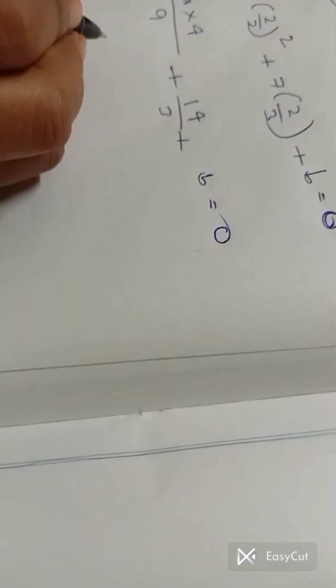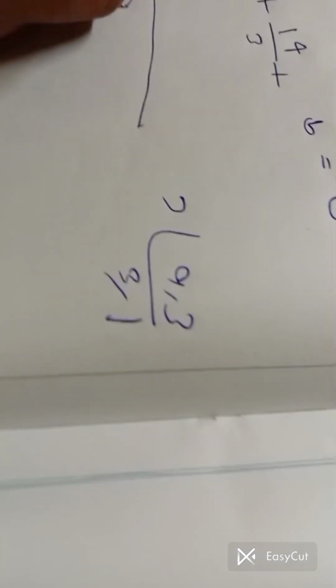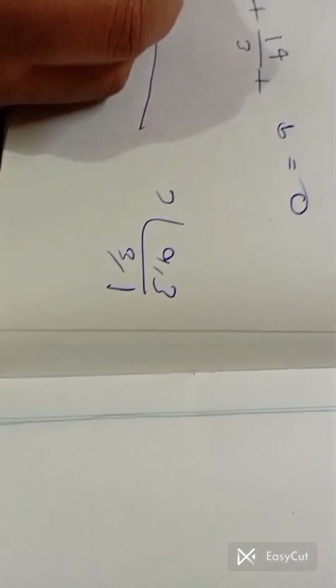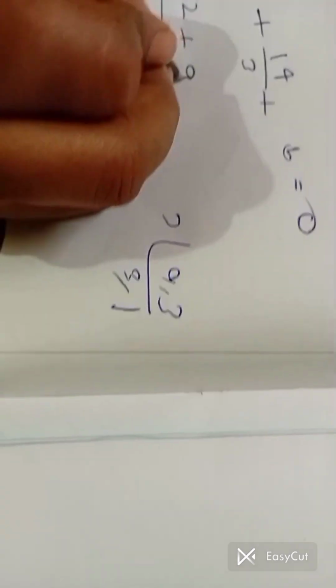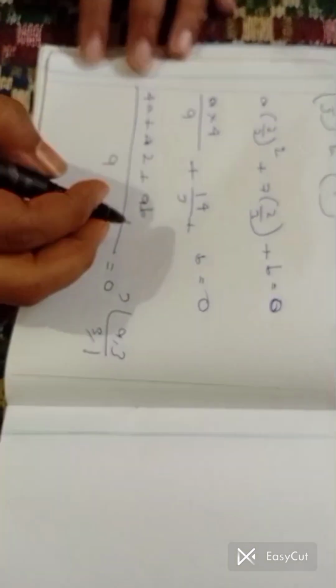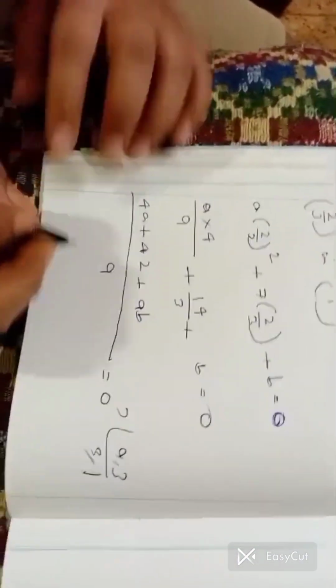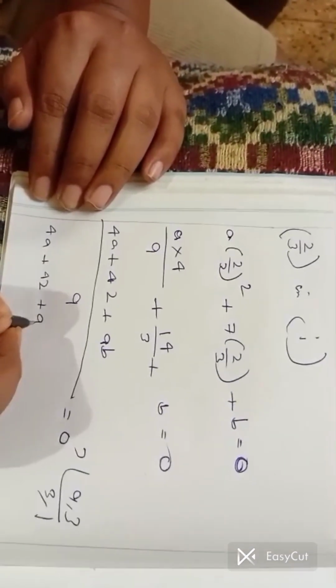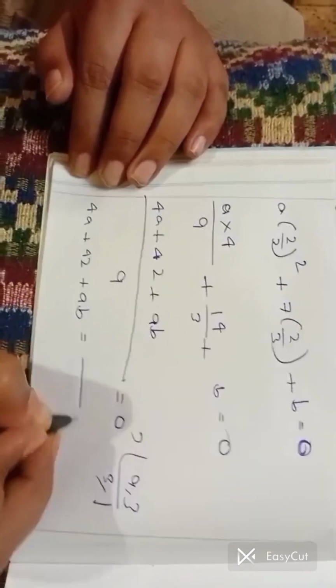If we take the LCM of 9 and 3, we get 9. So in the denominator we get 9. What do we get? 4a + 14 into 3, which equals 42, plus 9b equals 0. If you multiply the left hand side by the denominator 9 and 0 on the right hand side by 9, what do you get? 4a + 42 + 9b = 0, and this is equation number 2.